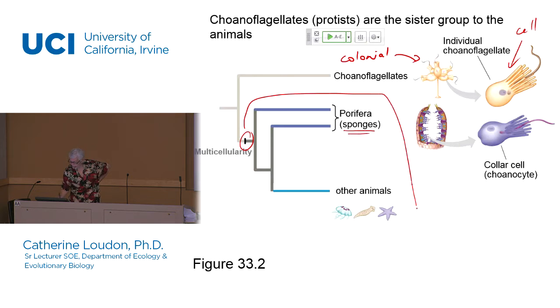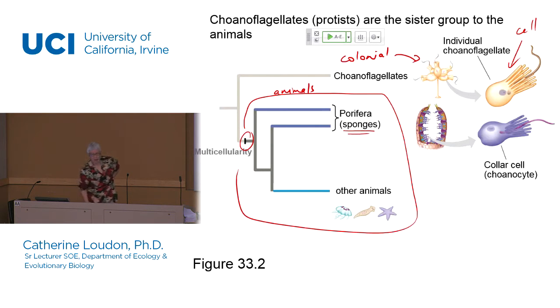So here's all the animals here. And notice that multicellularity is a synapomorphy, that is a common feature for all of the different animals, including the sponges. How can you tell something is multicellular versus colonial? As you may recall, something is multicellular, in addition to just simply having more than one cell, the cells have to be different from each other.